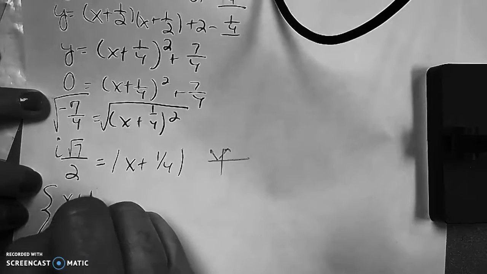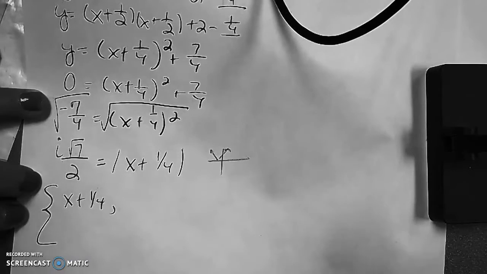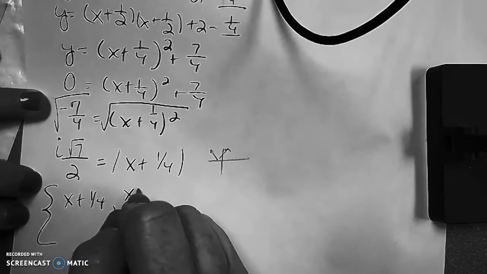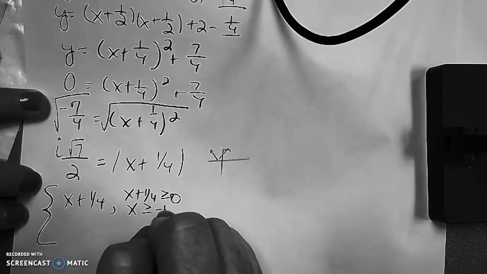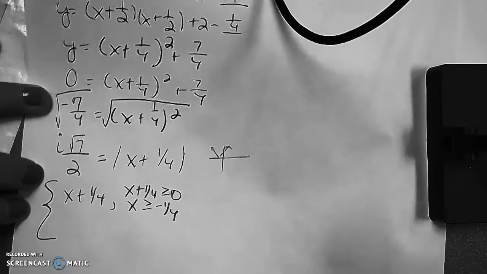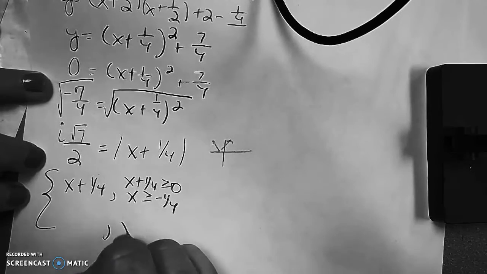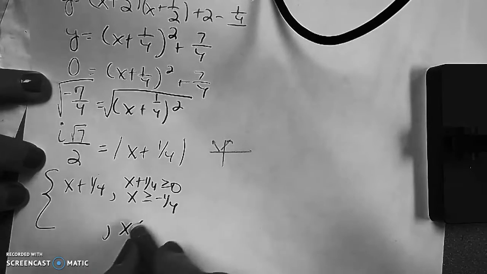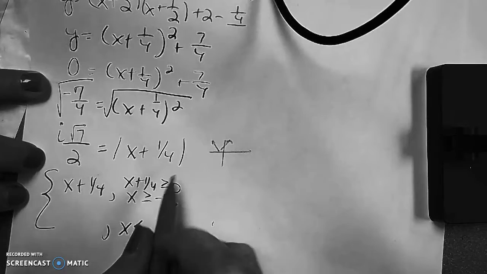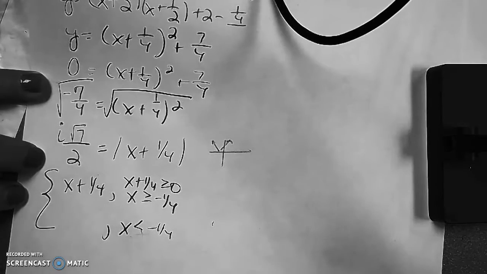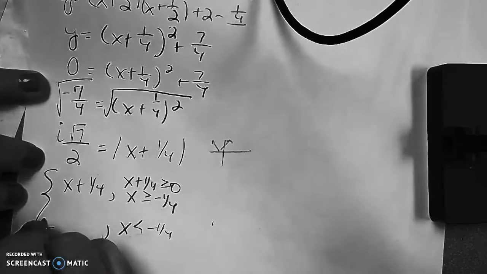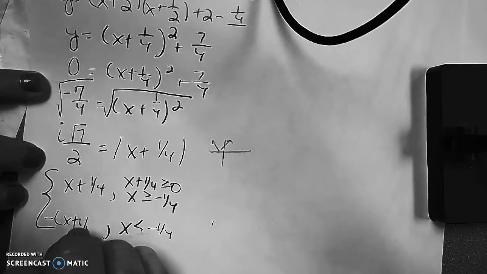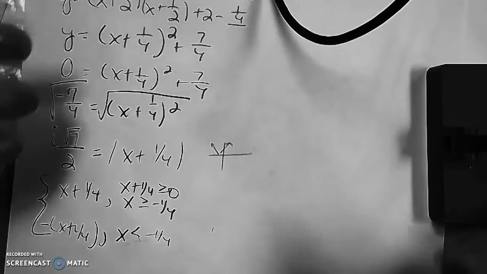The first piece will just be x plus 1/4. As a reminder, the way you find the domain for that piece is you take x plus 1/4 and set it greater than or equal to 0. So x is greater than or equal to -1/4. Your second piece will have the domain x is less than -1/4, and its equation is just a reflection of the first. So there we go.